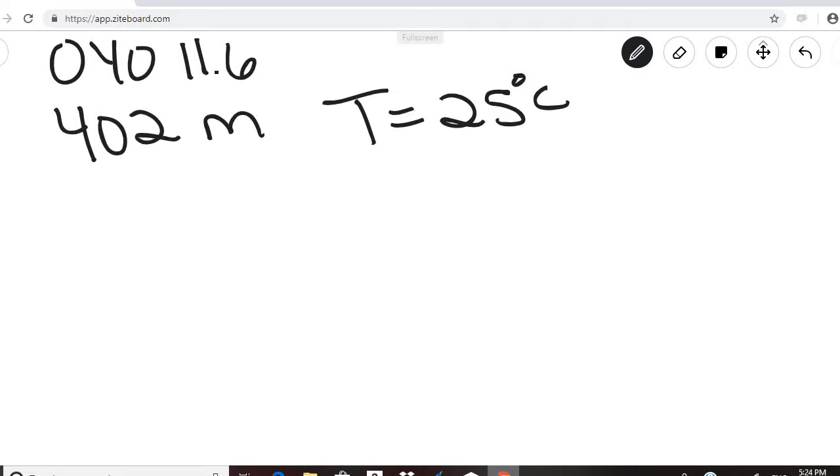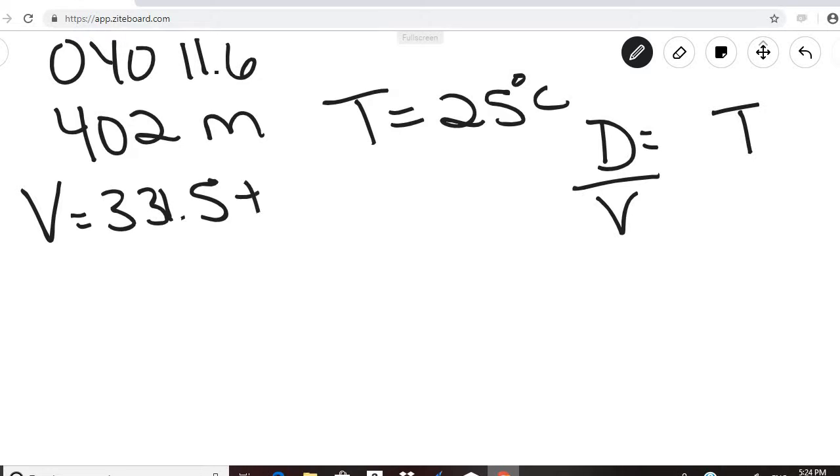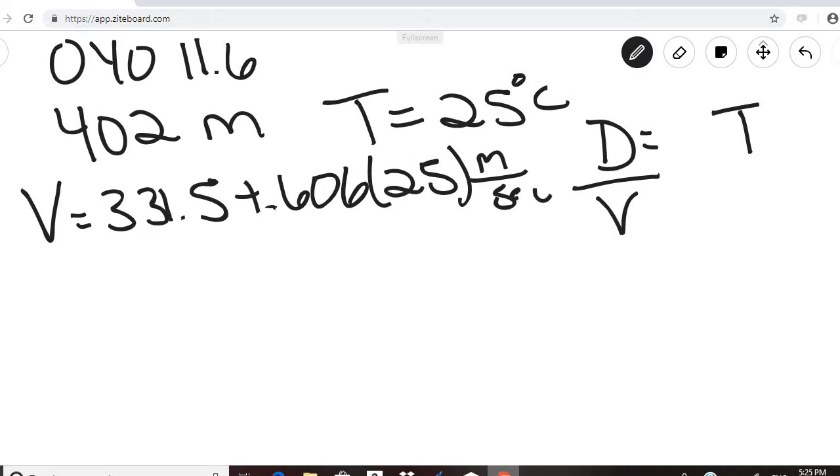Okay, so again, we're going to use our equation of distance equals velocity times time. So now we're going to solve for time. So it's going to be the distance divided by velocity, and that's going to give us time. So let's first figure out the velocity. The velocity of sound is going to be 331.5 plus 0.606 times 25, and the whole thing will be in meters per second.